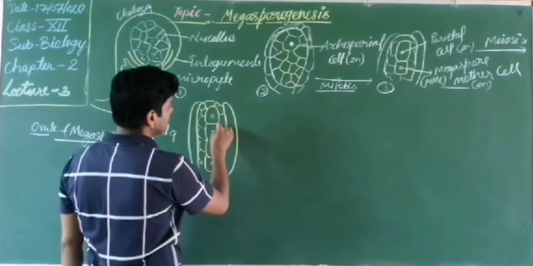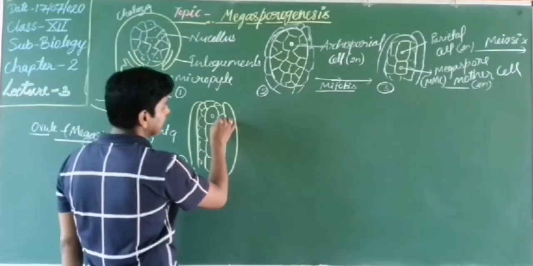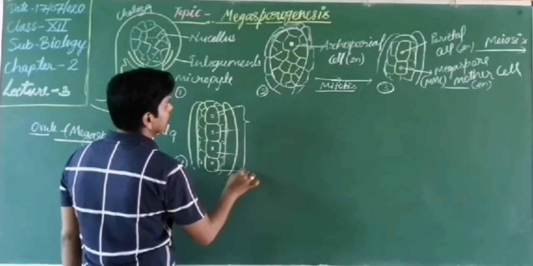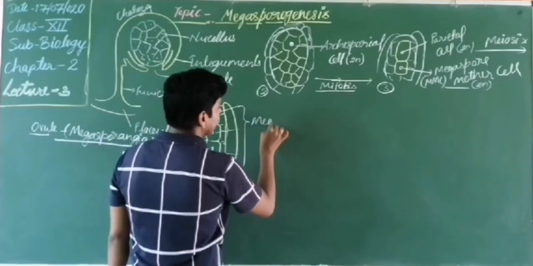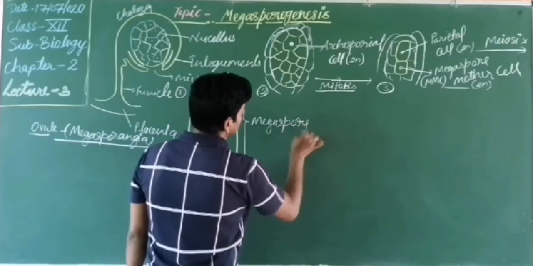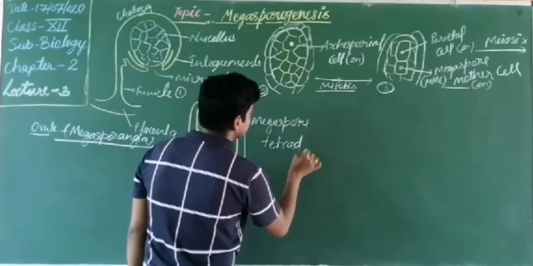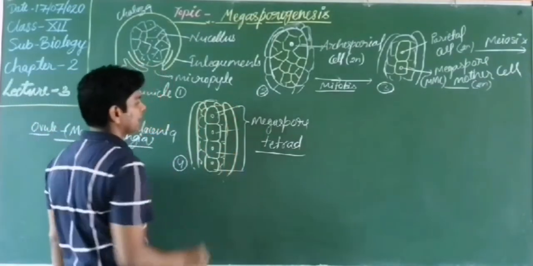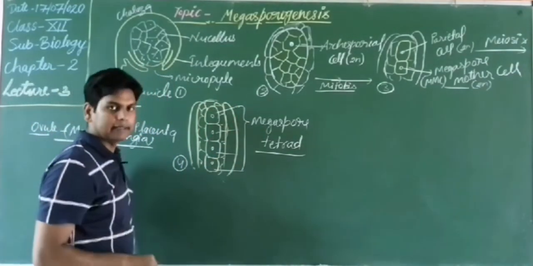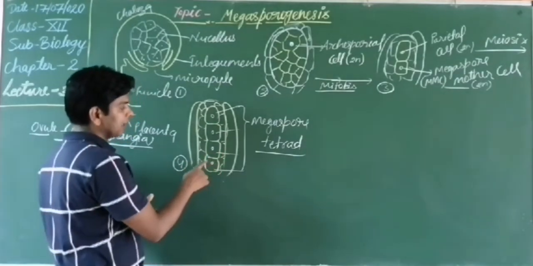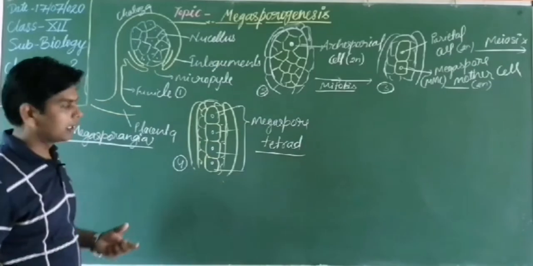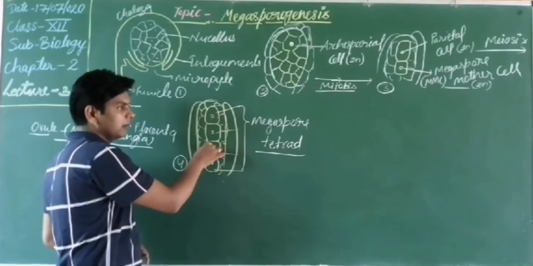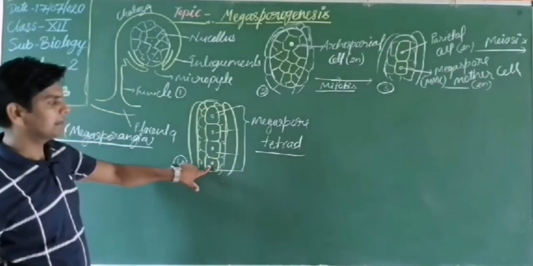So the MMC forms these 4 daughter cells, and these daughter cells are called the megaspore tetrad. Just like in microsporogenesis, when the pollen tetrad is formed, here the megaspore tetrad is formed. These 4 are called megaspores. Of these 4 megaspores, the 3 situated above get degenerated, and only 1 remains.